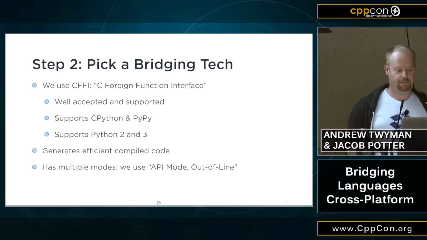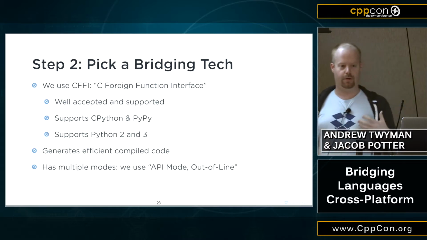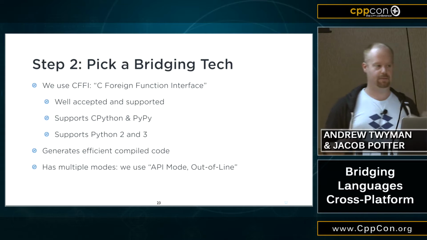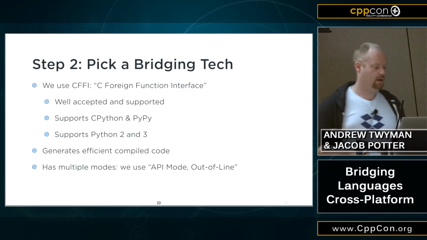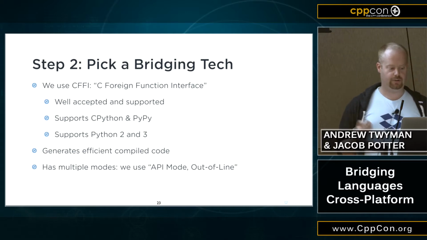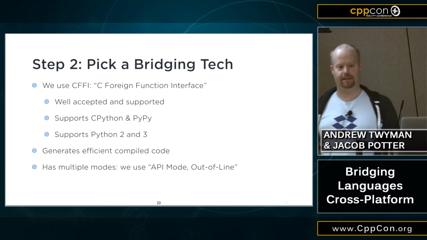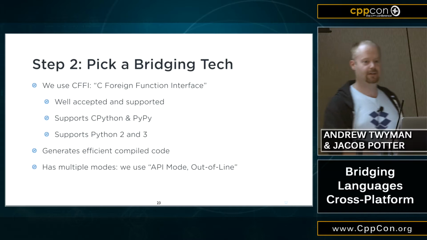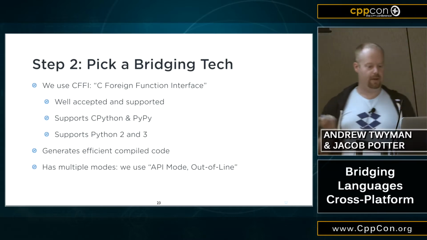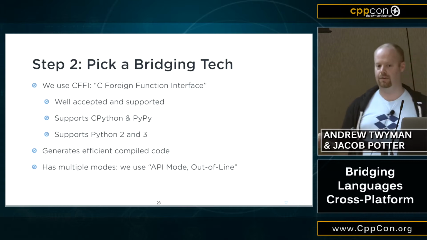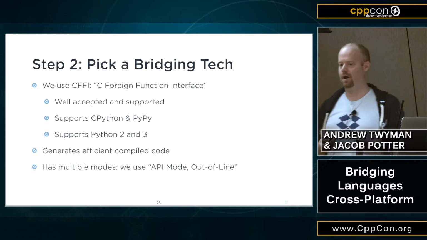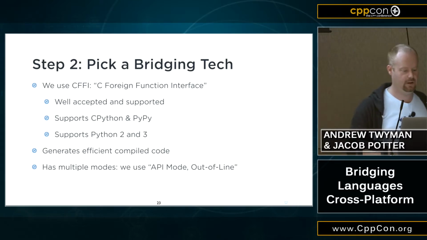So it's pretty well accepted. It works in multiple different Python implementations, which is nice. It works on both major language versions, which is nice. It generates code. Actually, CFFI is itself a language bridging code generator, which is kind of interesting. But that generation makes it more efficient because that code can get compiled and has less runtime cost than the dynamic code you might have to use otherwise.